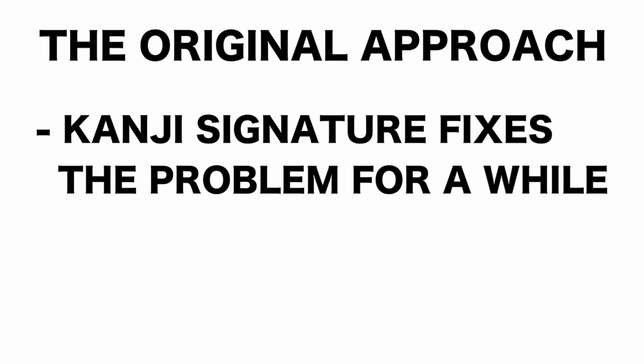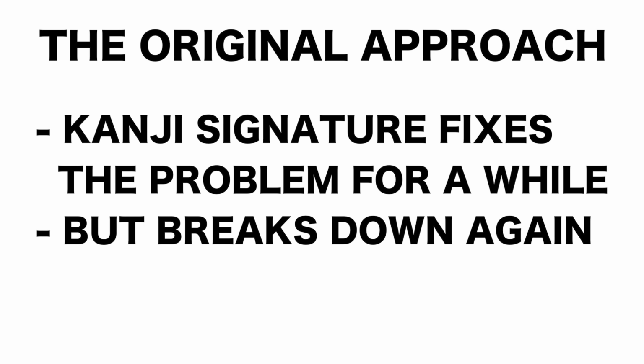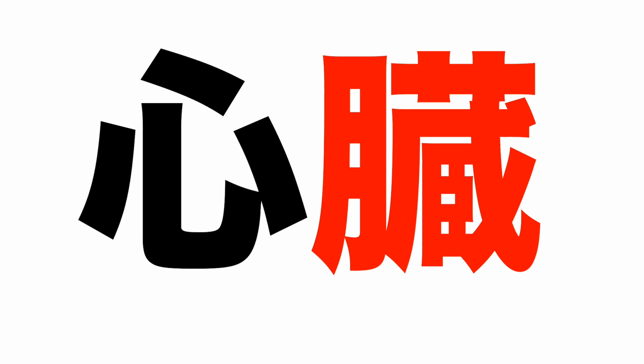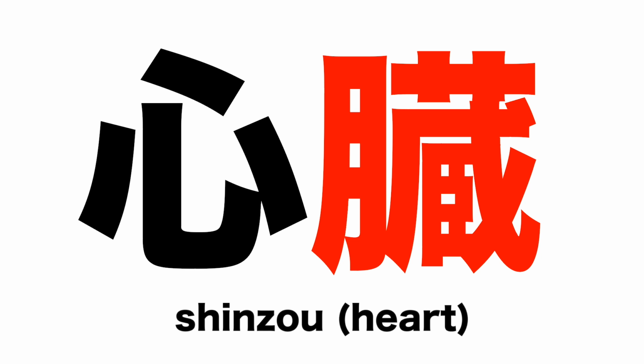Okay, so this again works pretty well for a while. However, when the kanji get more complex, it starts to break down again. So let's consider, for example, the second character in the word shinzo, or "heart." This is a mess.